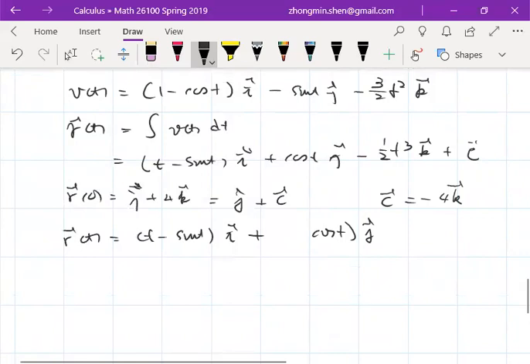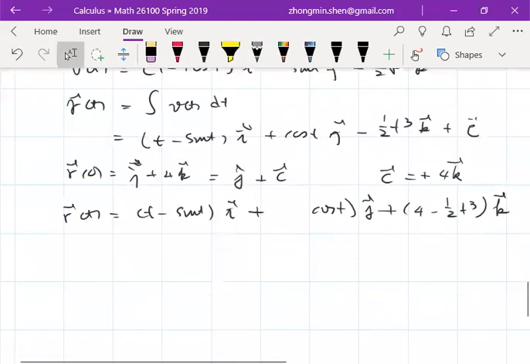I think, yeah, that's the only term here. C, sorry, C is negative positive 4k plus 4 minus half of t cubed. That's correct. Yes.